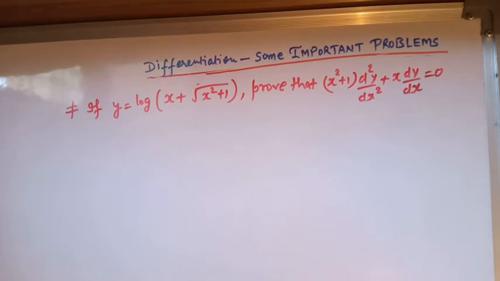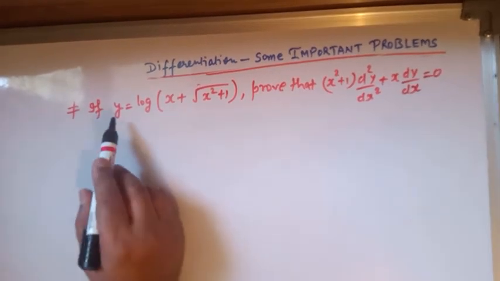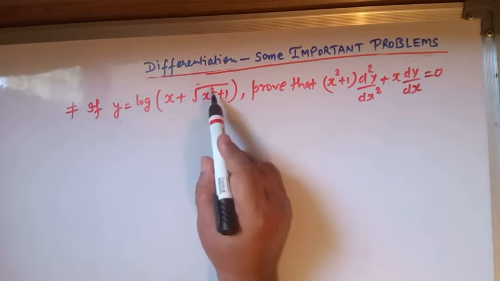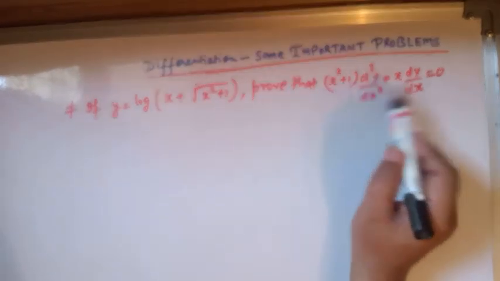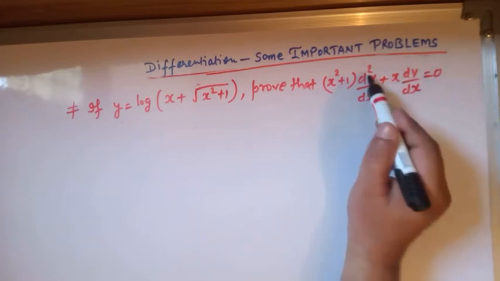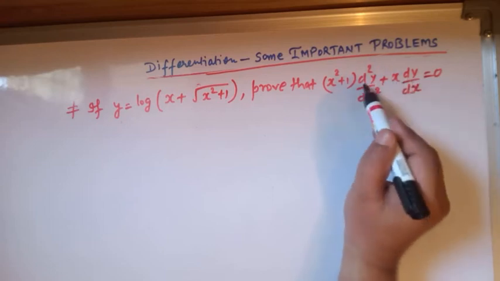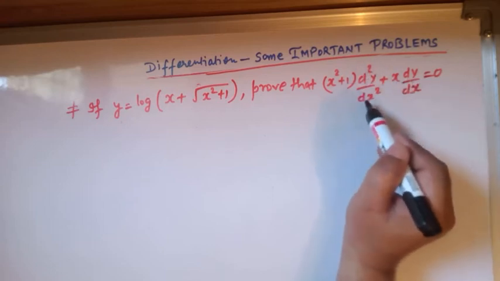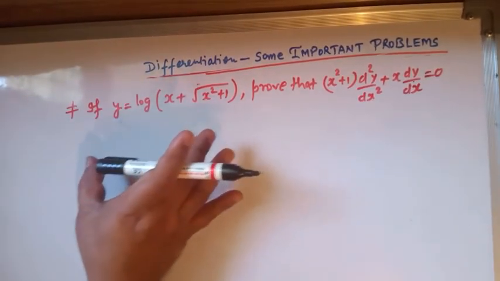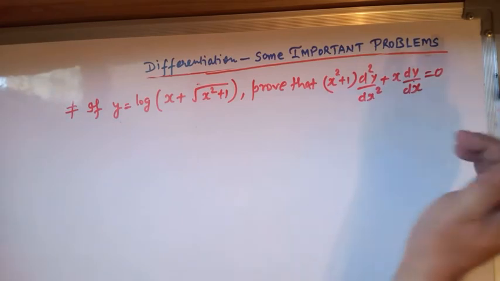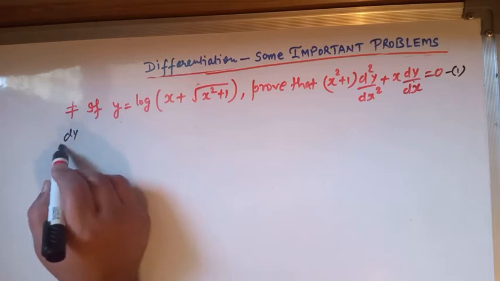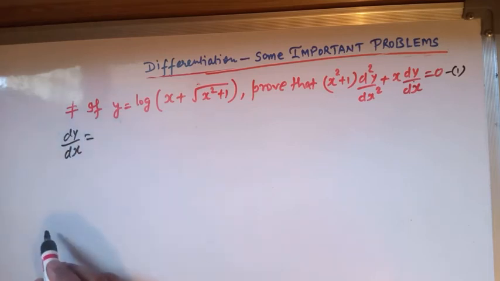Viewers, let us take this problem. Here we have y equal to log of x plus square root of x square plus 1, and we have to prove this expression equal to 0. So here we see that we have to find the first derivative as well as the second derivative here. Clear? So let us find the first derivative and second derivative, and then we will substitute the values in equation. We say this equation is 1. So the first is the first derivative here, dy over dx.